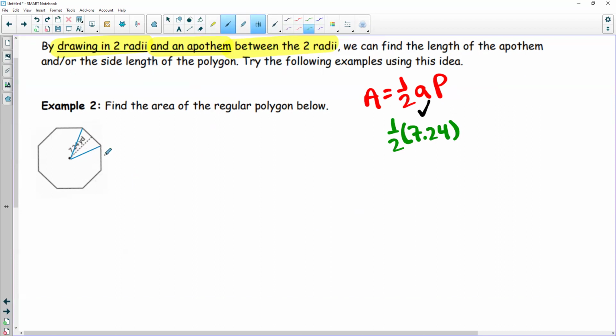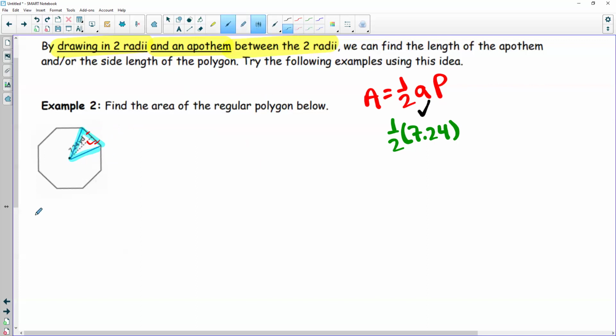Now, what we basically just created is a triangle. And we're going to focus our attention on this triangle. In this triangle, what you'll notice is that because I drew in two radii, I basically just created an isosceles triangle. Now I know this is isosceles, and that means that our apothem would be the altitude for this, creating a 90-degree angle. And if I have an altitude in an isosceles triangle, it bisects that bottom side, and it also bisects this angle here at the top.